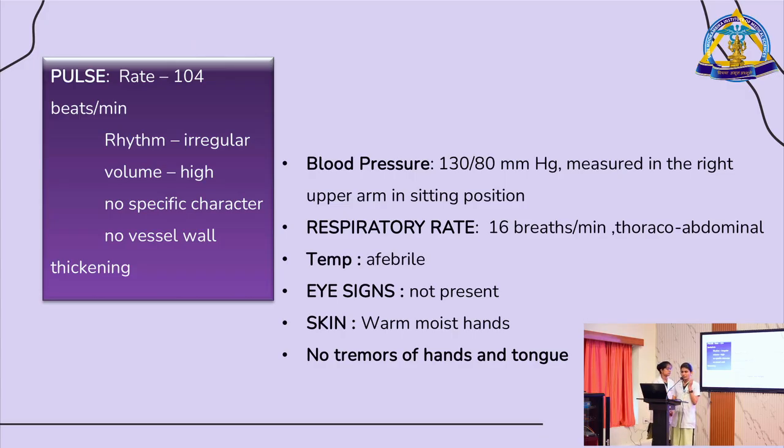Pulse rate 104 beats per minute, irregular rhythm, high volume pulse, no specific character, no vessel thickening. Blood pressure 130 by 80 millimeters of mercury, measured in the right arm in the supine position. Respiratory rate 16 breaths per minute, thoracoabdominal.